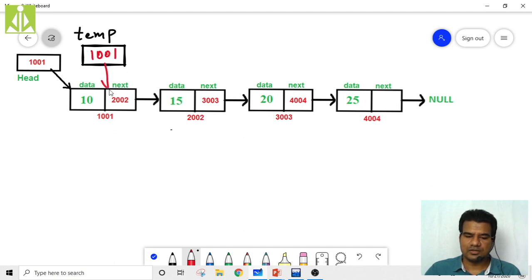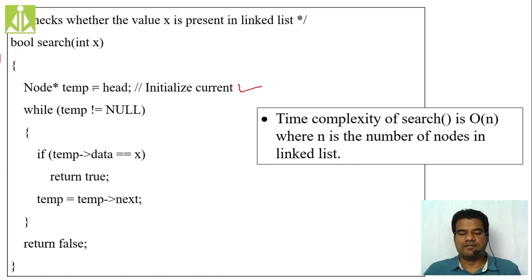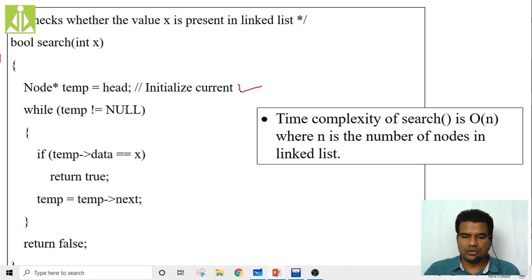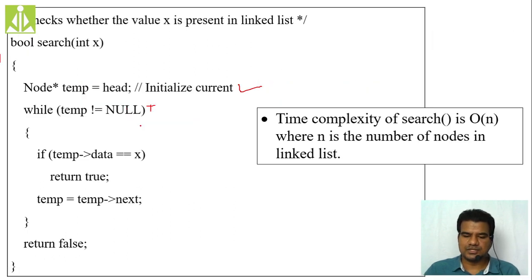So it will point, sorry, link I have to put with black. So this will point to the first node. Next, what we have to do, we have to use this loop: while temp not equals to null. So is it null now? No, it is not null. So this is true.